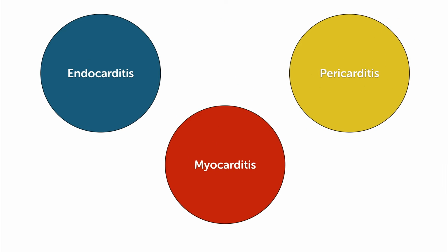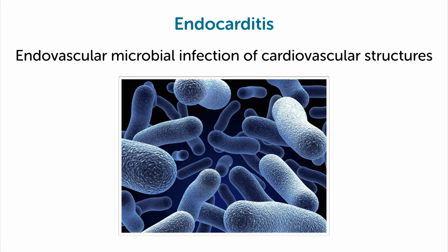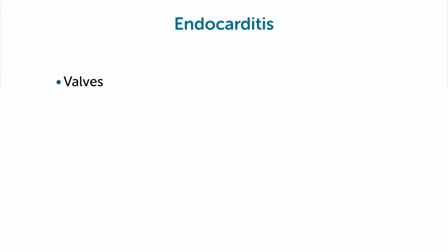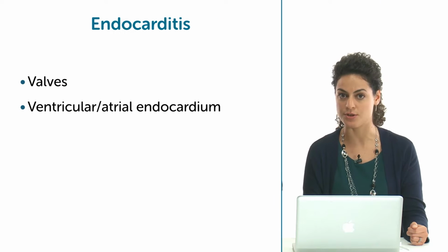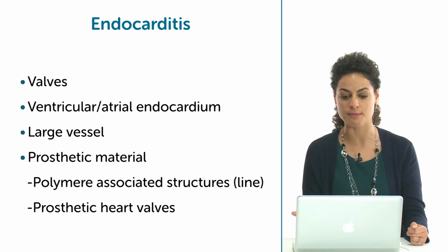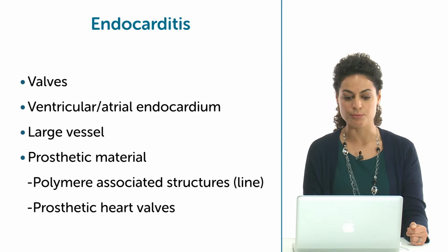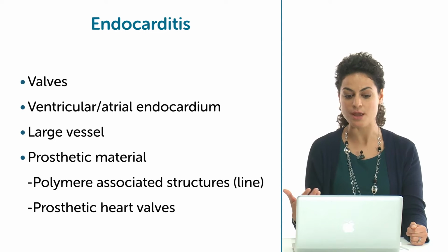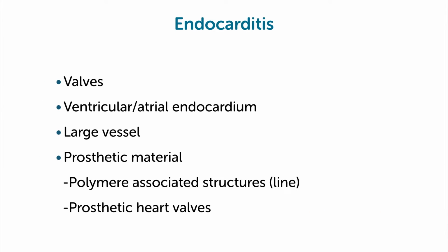And this chapter deals with infection of the heart. Not only endocarditis, but also myocarditis and pericarditis. So we will start with the endocarditis. What is it? Well, it's an endovascular microbial infection of cardiovascular structures. This means it can involve the valves, but also ventricular and atrial endocardium, as well as large vessels and especially prosthetic material. It means the prosthetic heart valves and the polymer-associated structures, so the lines.